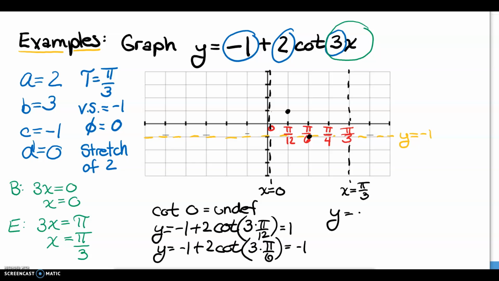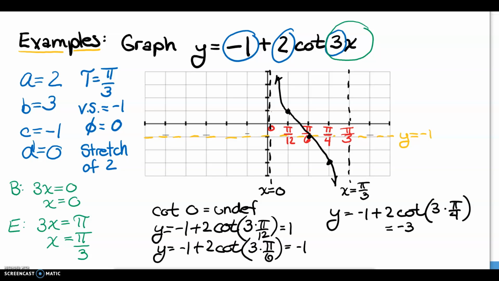And now when I calculate the equation at pi over 4, cotangent of 3 times pi over 4, the cotangent of 3 pi over 4, that's in quadrant 2. I know the x and y values are equal magnitude but different signs, so I know cotangent is going to be a -1. So when I do this calculation, I get -3, and I plot that point. So now I'm going to go ahead and draw my graph.